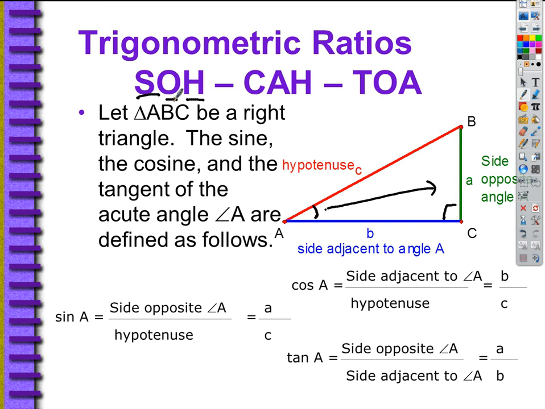And then the middle letter represents which side is on the top of the fraction. And the third letter represents which side length is on the bottom of the fraction. So the sine of angle A is opposite over hypotenuse, which in this case would be the length of A divided by the length of C. But normally those would be numbers. They wouldn't just be letters, they'd be numbers.